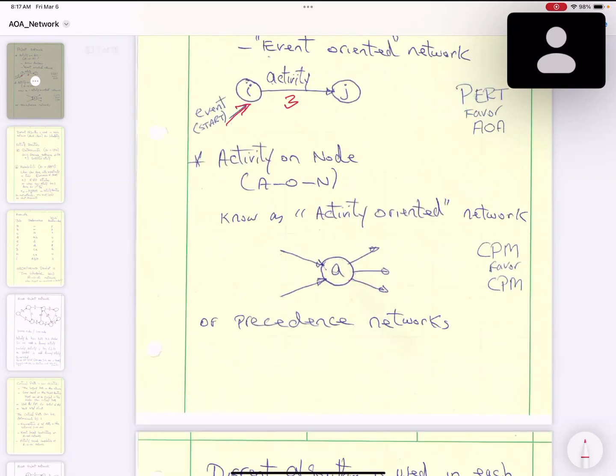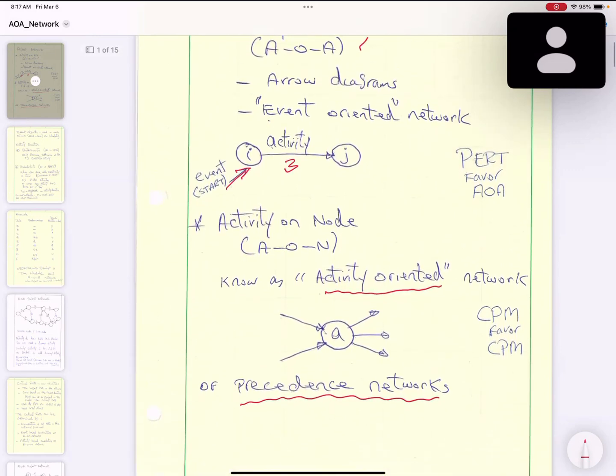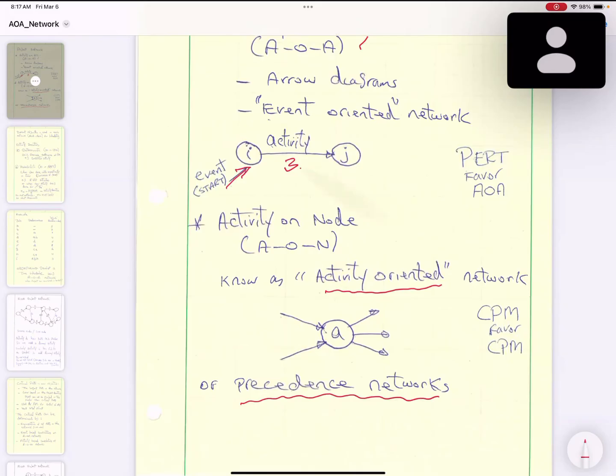This is activity on node. This has another name, called activity oriented network or precedence network. So that's another name for it. This is more popular for CPM. Okay, so these are two different representations: activity on ARC and activity on node. So this is activity A on ARC, activity A on node. So that is how you can visualize it in your mind.